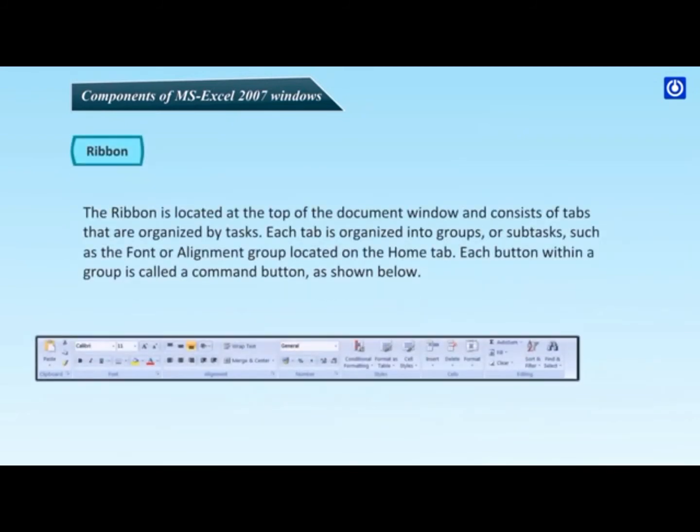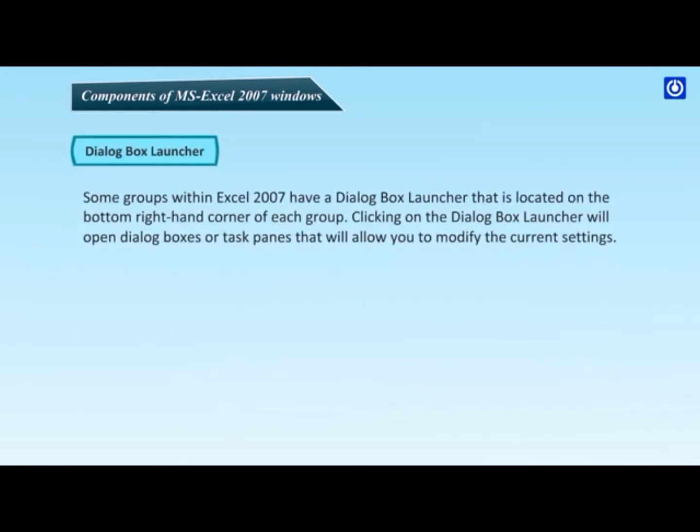Ribbon. The ribbon is located at the top of the document window and consists of tabs that are organized by tasks. Each tab is organized into groups or subtasks, such as the font or alignment group located on the Home tab. Each button within a group is called a command button, as shown below. Command buttons, groups. Dialog box launcher. Some groups within Excel 2007 have a dialog box launcher that is located on the bottom right-hand corner of each group. Clicking on the dialog box launcher will open dialog boxes or task panes that will allow you to modify the current settings.